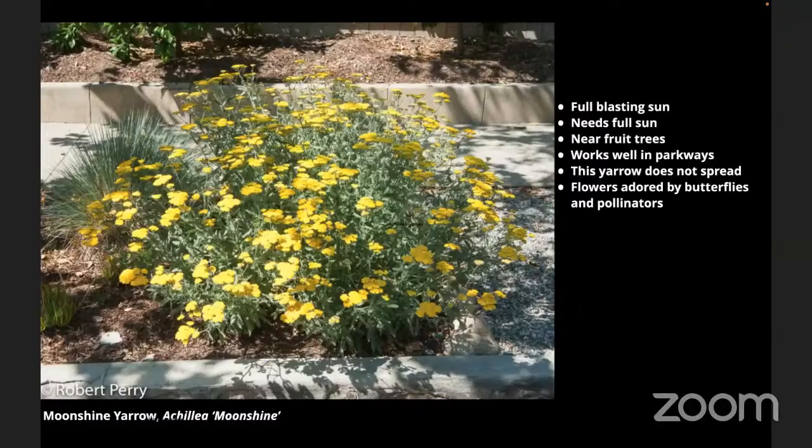Then there are many species of yarrow in the world. And moonshine yarrow is a cultivar of a European species. The reason why it shows up in my top list is because it actually performs a little bit better with a little bit less water in full blasting sun than our native yarrow does. And it doesn't spread from the roots like our native yarrow does. It kind of gets 18 inches to maybe 2 feet wide, but doesn't spread beyond that.